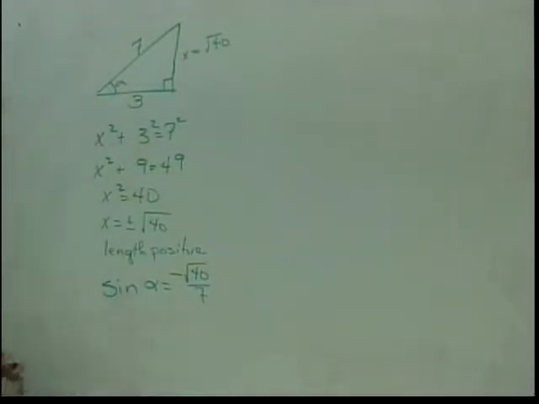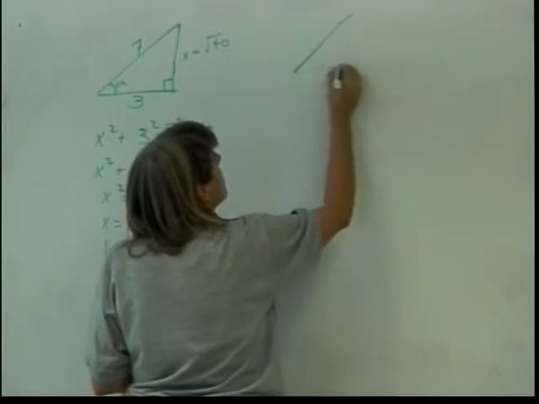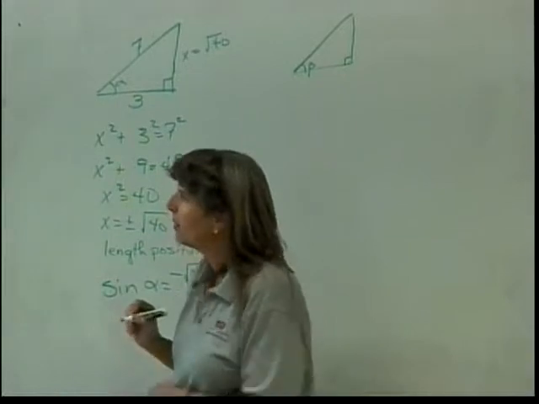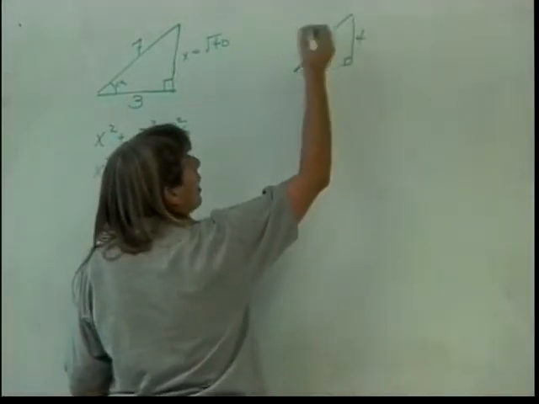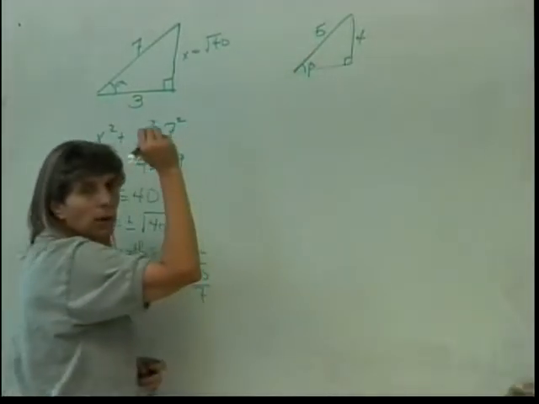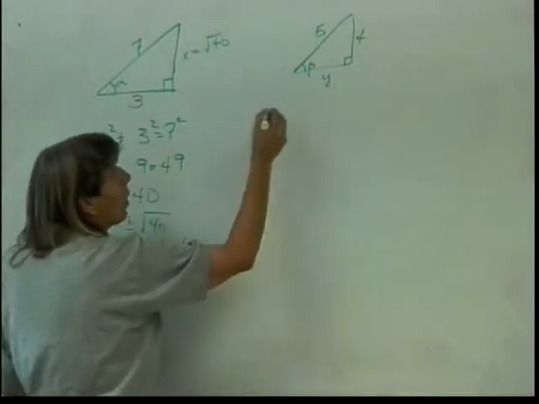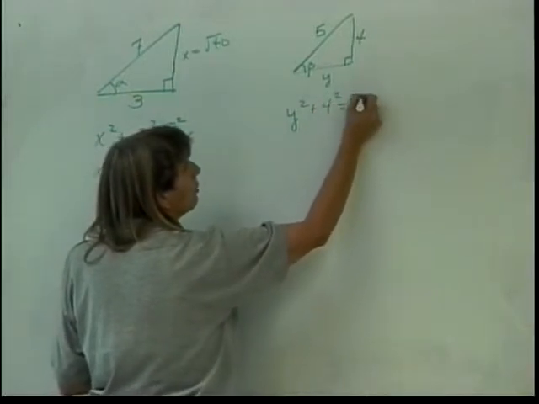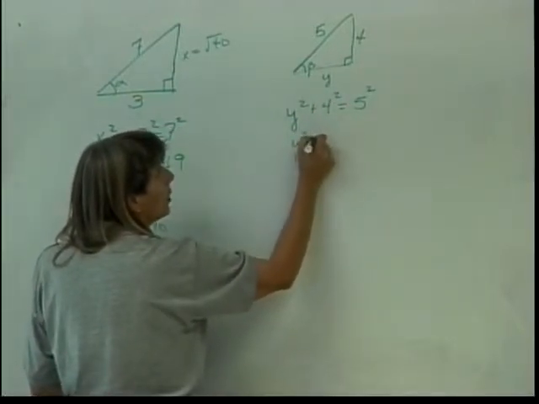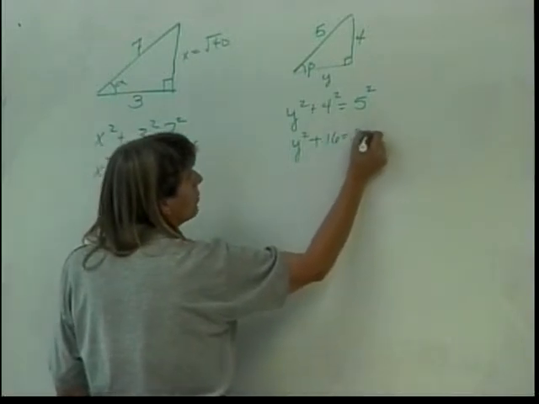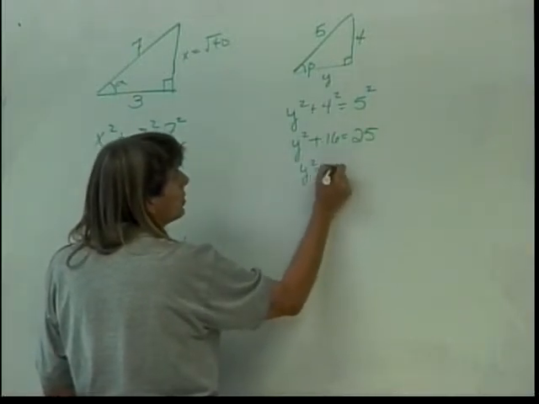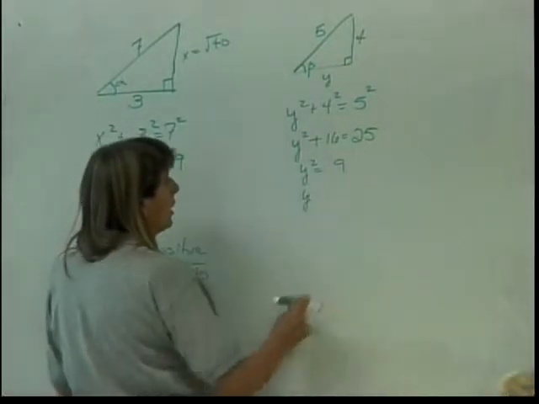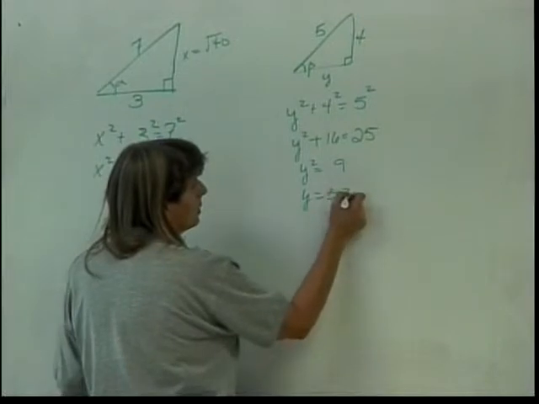Now we'll do my triangle for beta. I am told that the sine of beta is 4/5. So I have 4 on the opposite and 5 on the hypotenuse. We'll solve for the third side here. We'll have y squared plus 4 squared equals 5 squared. So y squared plus 16 equals 25. That gives us y squared equals 9. So y equals plus or minus 3, which is the square root of 9.